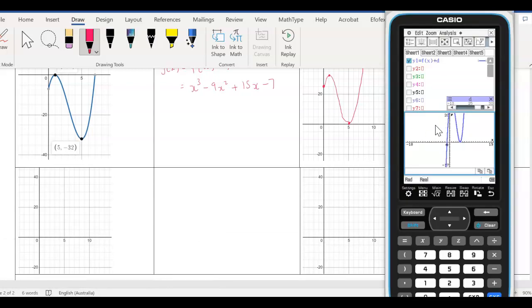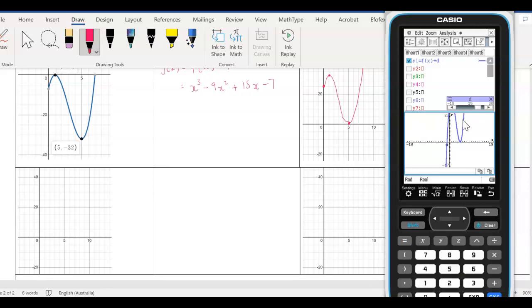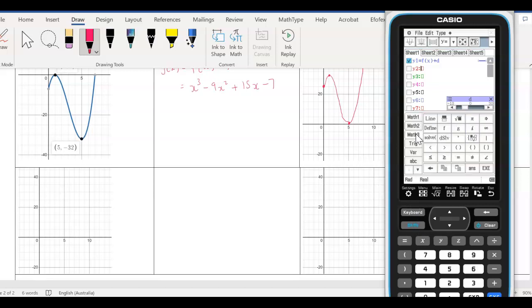there's our cubic. I might just put it down again so we can see those turning points. There's the first one we did with d equals 0. On here, you can also do your derivative function. With your keyboard, you can just go to, all right, so we want to do d dx of f of x.